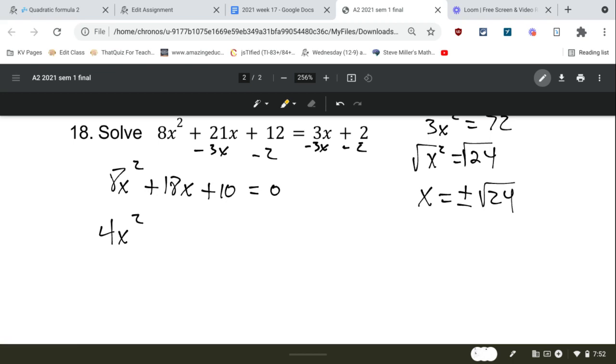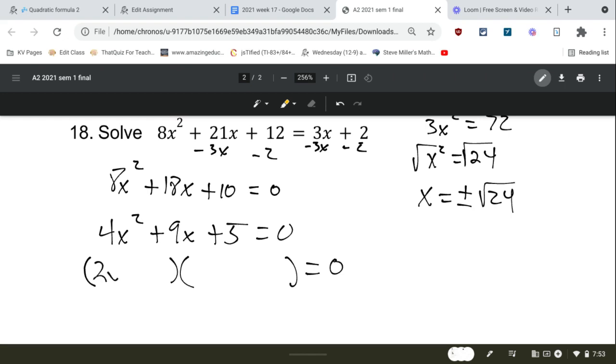So I got 4x squared plus 9x plus 5. To solve it, I could either solve it using the quadratic formula, negative b plus or minus the square root of b squared minus 4ac, all over 2a. Or I can try to solve it by factoring, and I think that's what I'm going to do here.